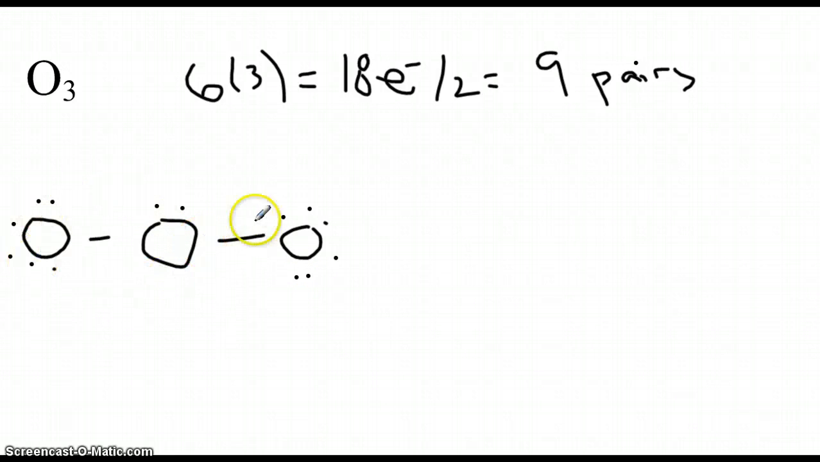However, if I take a look at this, is this middle oxygen happy? It's not. So I take a pair, I remove it, and I double bond it. So right now this is happy. If you think about it, I could have done that on the other side. So again, this is another structure that can show resonance.